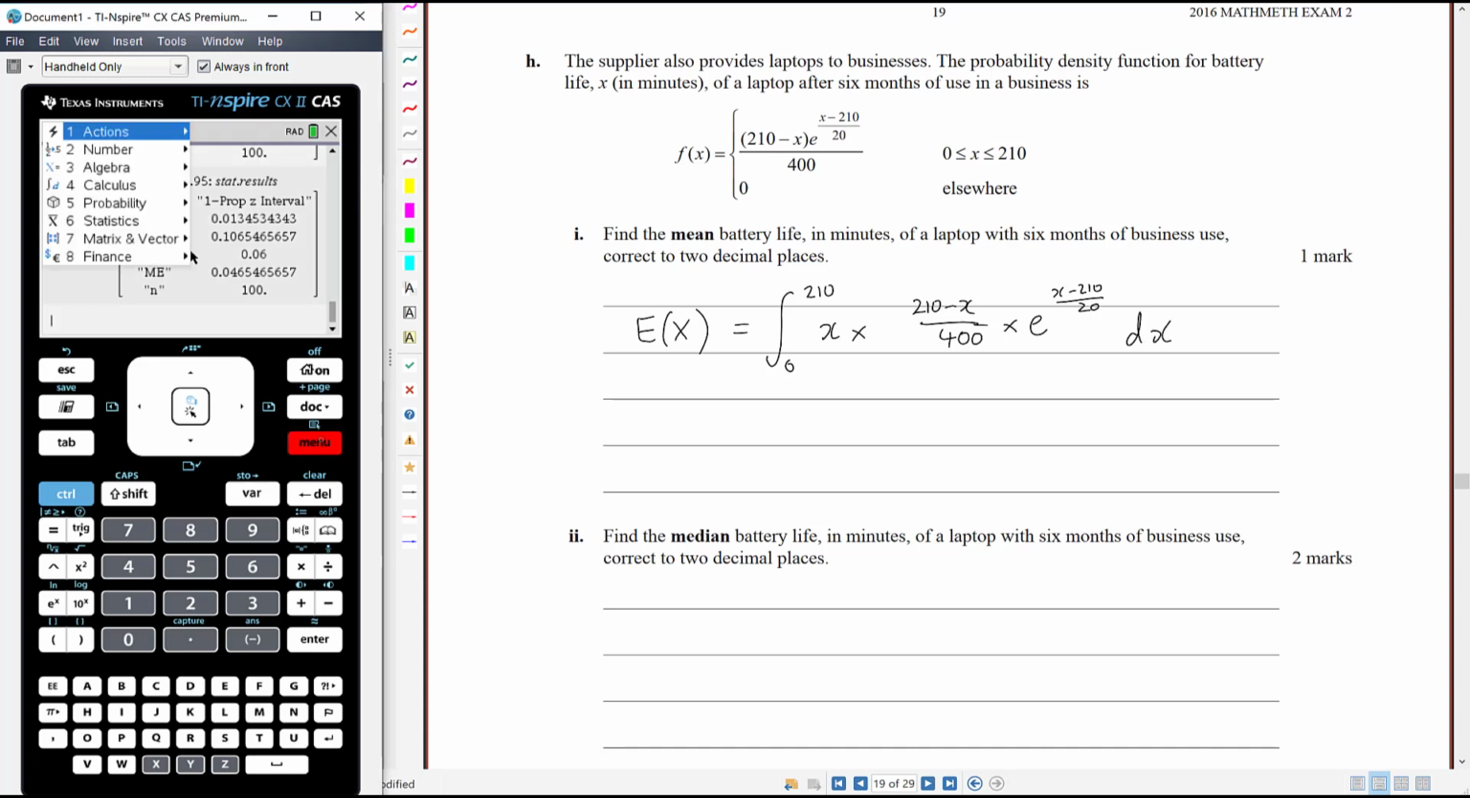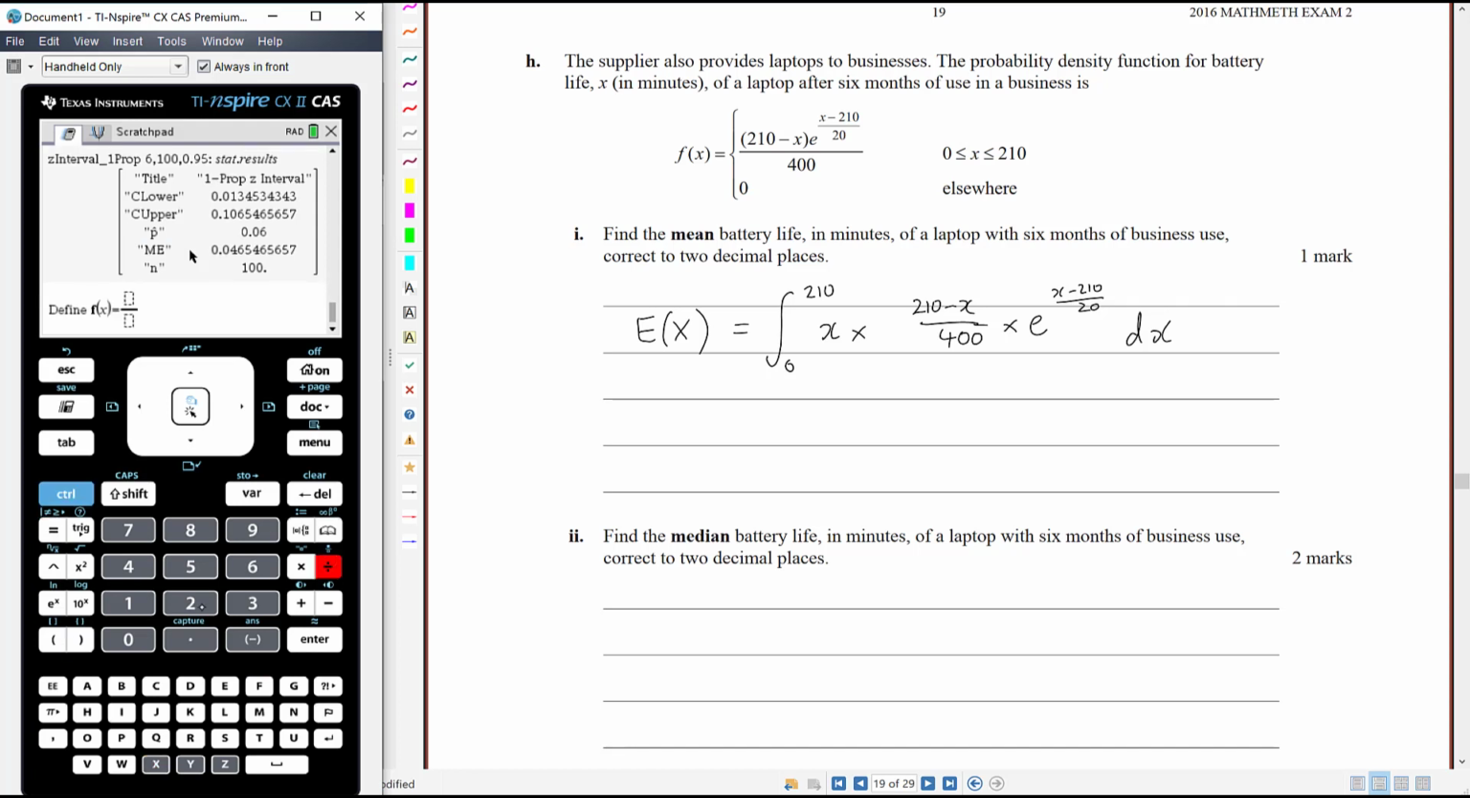I'm just going to define that function because we'll probably need it. So I'm going to define f of X as being equal to (210 minus X) over 400 multiplied by e, make sure you use the proper e, to the power (X minus 210) over 20.